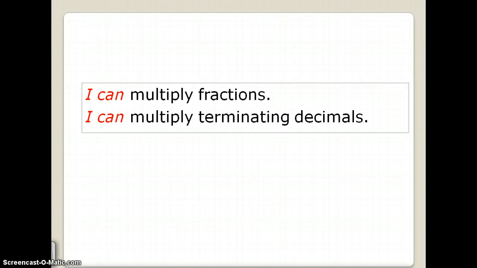Chapter 2, Sections 4 and 5. We'll start with Section 4, which is multiplying rational numbers. So our two objectives for Chapter 2, Section 4 are that I can multiply fractions and I can multiply terminating decimals.